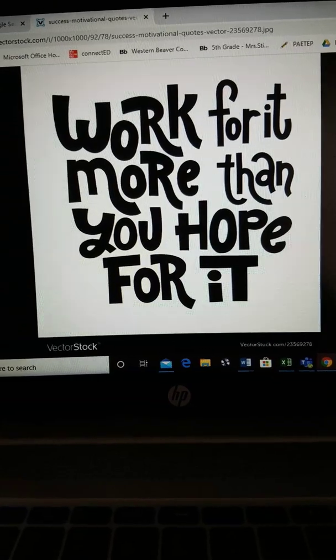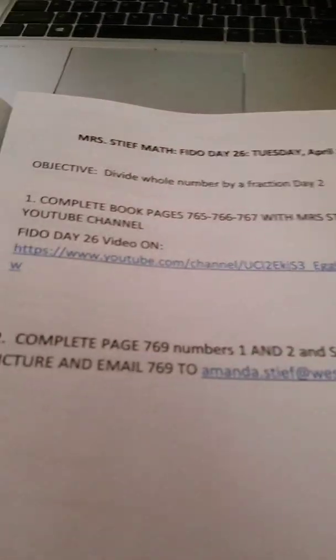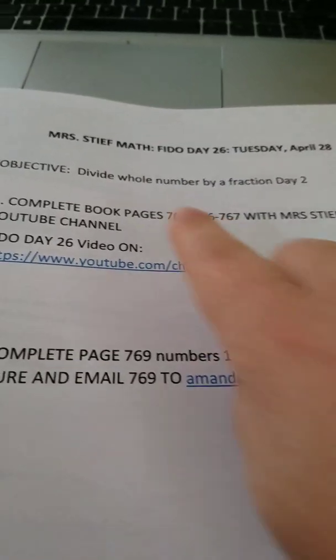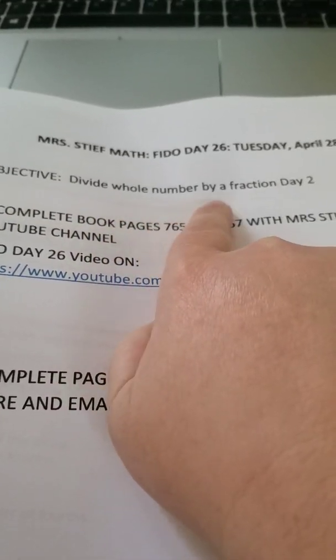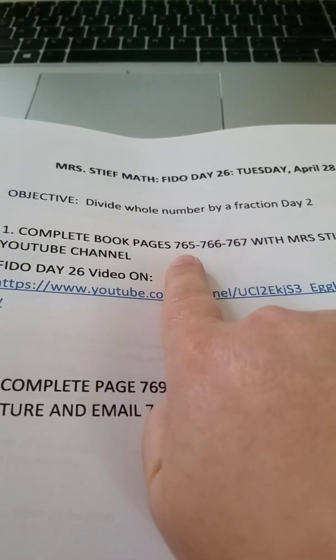Today's lesson is very similar to yesterday's. If you remember, I told you that yesterday's was day 1 of 2 days. We're still going to divide whole numbers by a fraction, and we're going to do that using models.